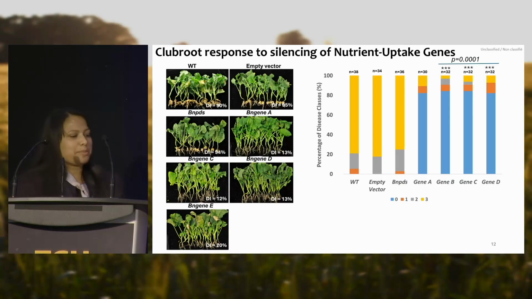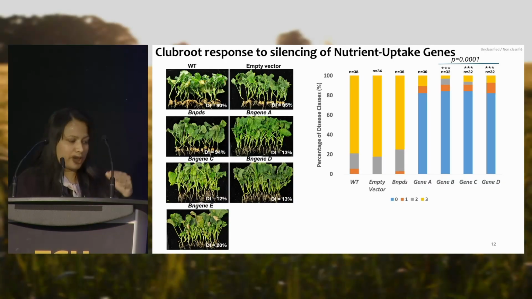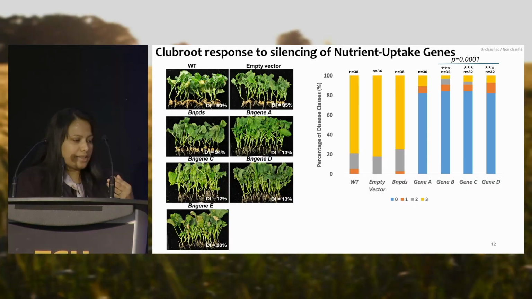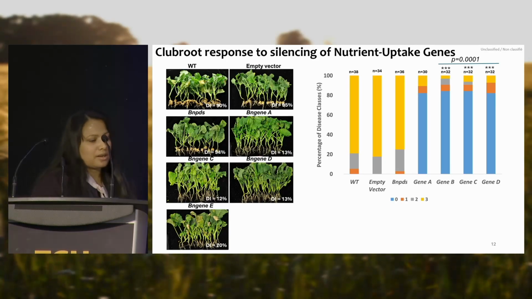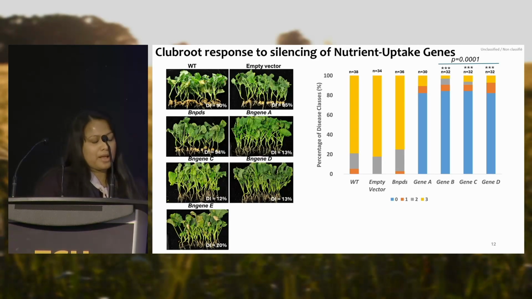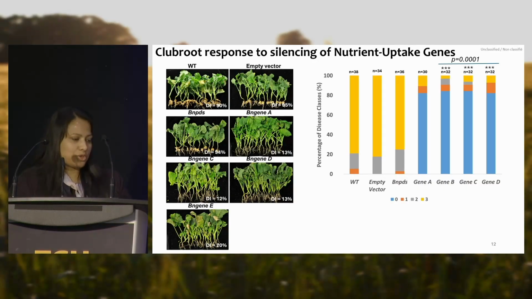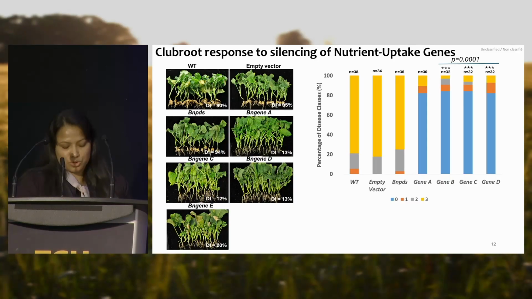And next, we have tested the nutrient uptake genes, and here you can see that similarly, all the controls were highly susceptible, but silencing all 4 nutrient uptake genes gave a high reduction of gall formation against clubroot. The exact role of these genes is still under investigation. However, the initial result shows they can act as susceptibility factors against clubroot.